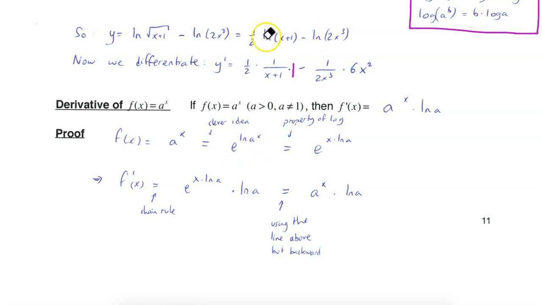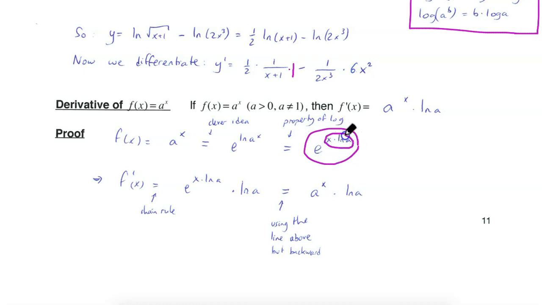In this exercise, we're doing that backwards. We're kind of adding this e to the power of ln of a power x, but it's the same as that. And now, using the third property of log, ln of a power x is actually equal to x times ln of a. And here we can use the rule we know for e power x and the chain rule. We know that this is the outside function and that is the inside function.